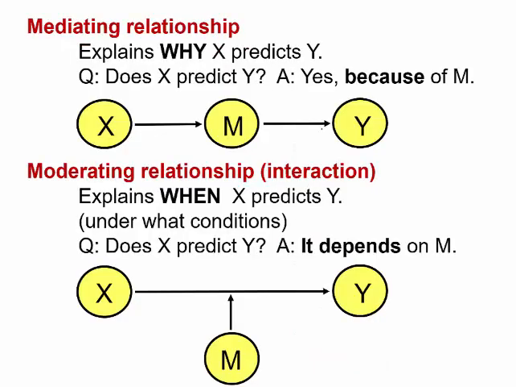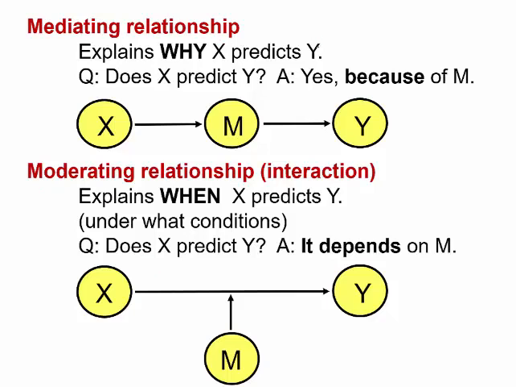So what is the difference between mediation and moderation? Both mediation and moderation involve three variables. In both cases, we have an x variable and a y variable, and a third variable, which is either a mediator, if we're talking about a mediating relationship, or it's a moderator, if we're talking about a moderating relationship. So both of these, mediation and moderation, involve situations where you're looking at three variables. And in both situations, we're going to ask the question about x predicting y.